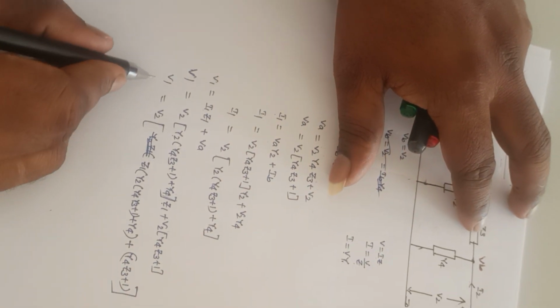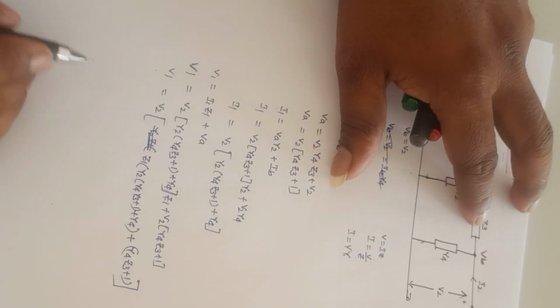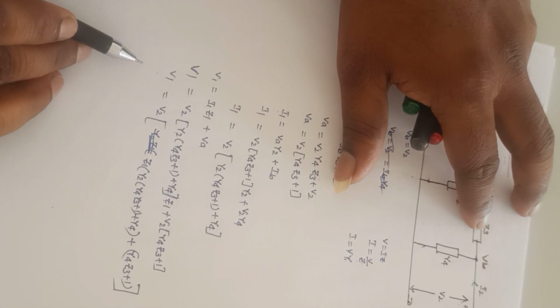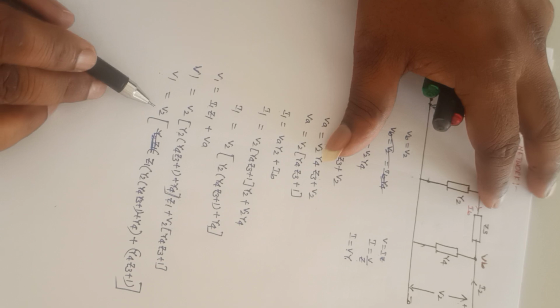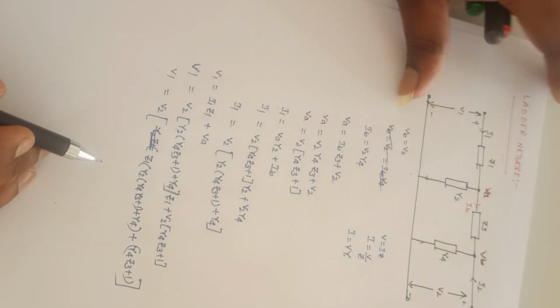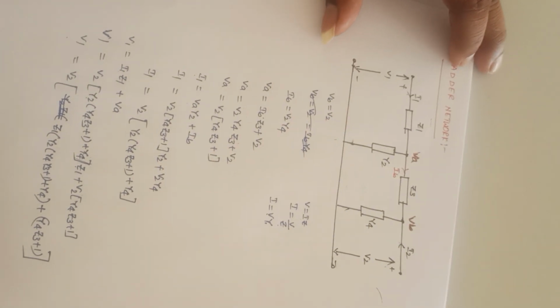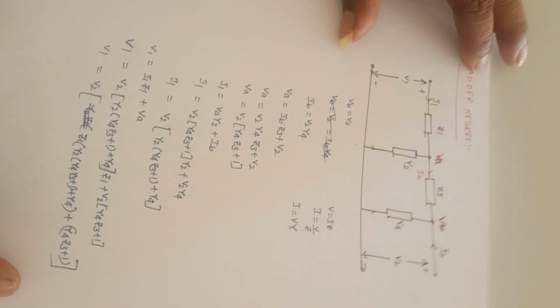Now if you want to find V1 by V2, then this is V1 by V2. If you want to find V2 by V1, then bring this term to the left side so that you can get V2 by V1. So whenever these types of ladder networks are in the problems, we need to follow this procedure.